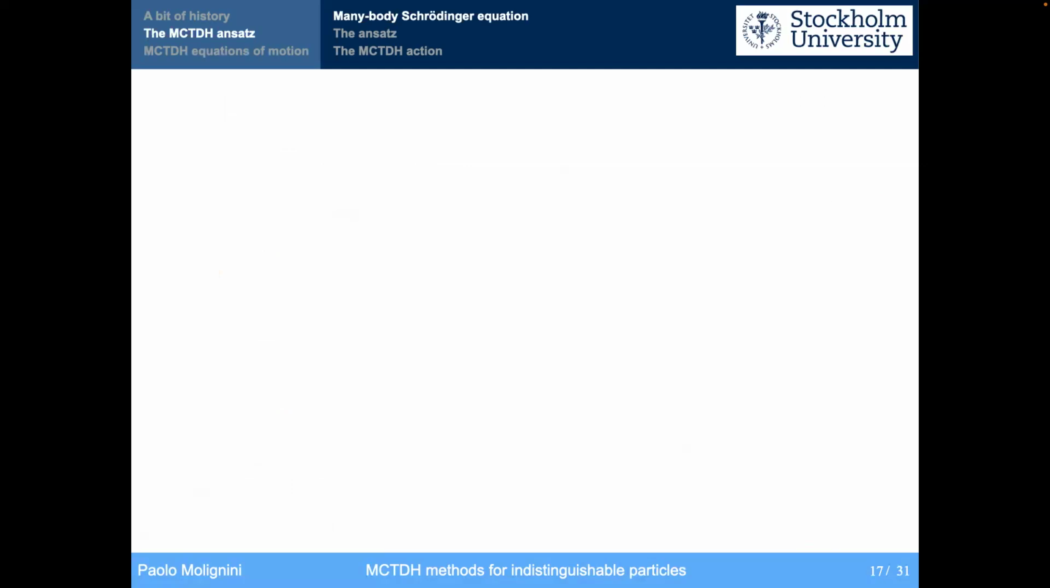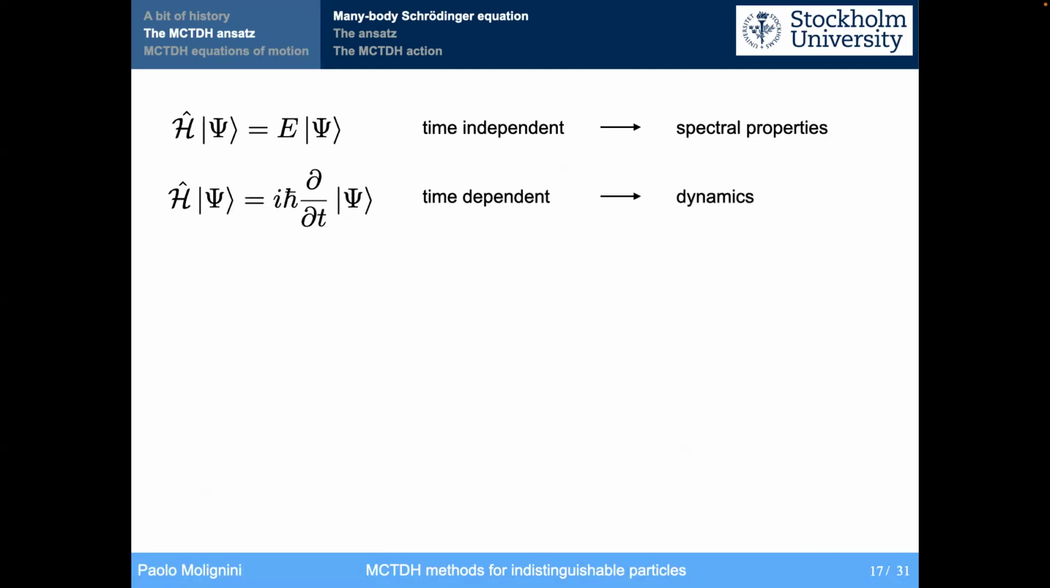So the goal, like I said at the very beginning, is to solve the many-body Schrödinger equation. It can be either the time-independent one, which we get from its spectral properties, so ground states or excited states and so on. But what we really focus on with MCTDH is to solve the time-dependent one, so to get information about the dynamics.